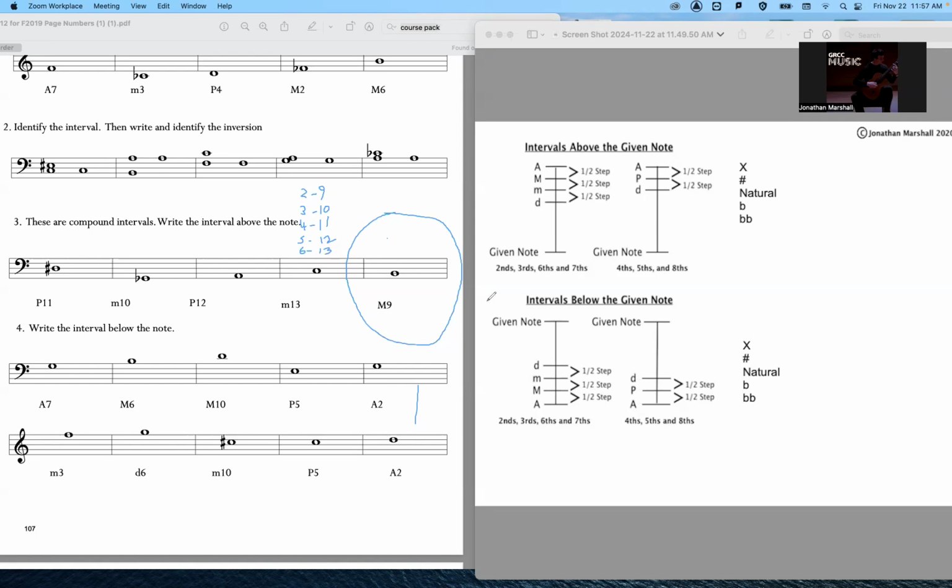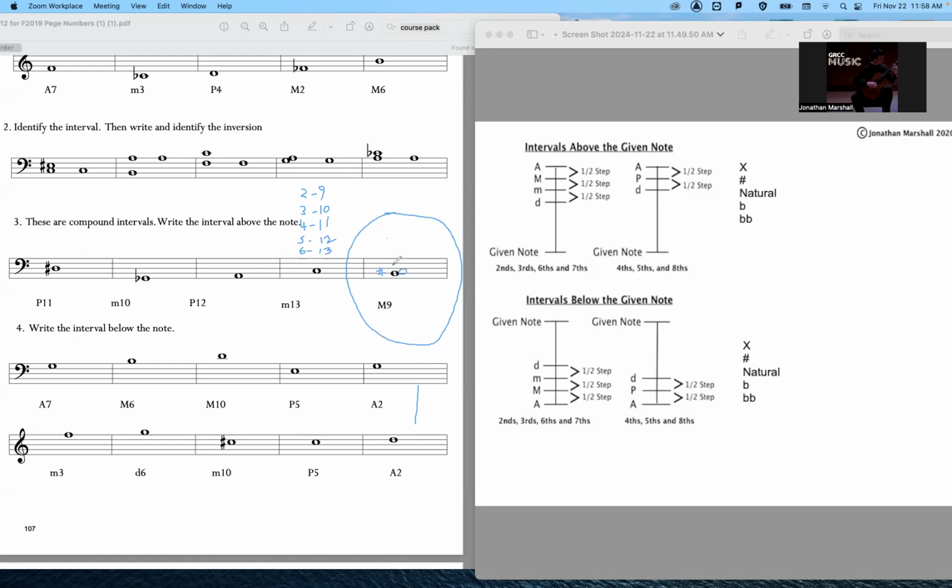Okay, so they want a 9. So why don't we solve for the second first? Solve for the simple interval. They want a major ninth above the note B. And in the key of B, well, to have a major 2nd, you need to have a whole step. And B to C is a half step. So it would need to be B to C sharp. And in the key of B, C is sharp. You all know this. So this gives you your major second.